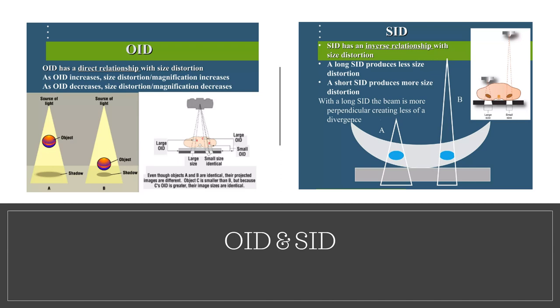SID. SID has an inverse relationship with size distortion. A long SID produces less size distortion. A short SID produces more size distortion.